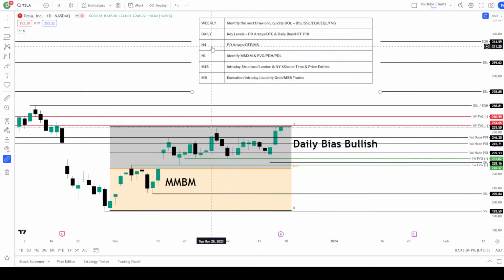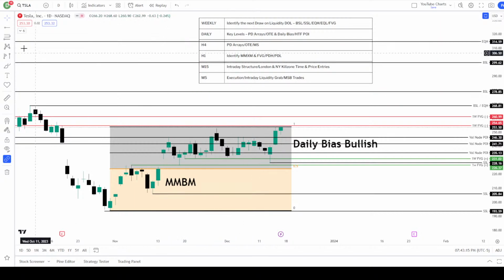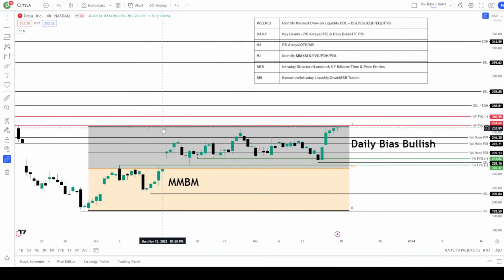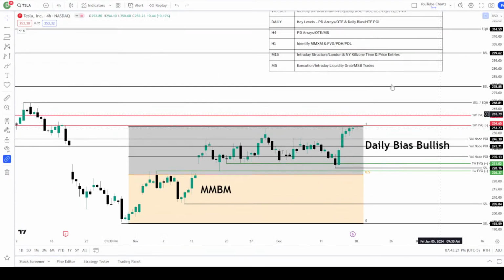All right, so then let's all together drop down into the 4-hour time frame, and we're going to look at, again, premium discount arrays that might not already be on there. We're going to see if there are any additional optimal trade entries. We're also going to look at market structure. Okay, so we'll drop down, 4-hour time frame.